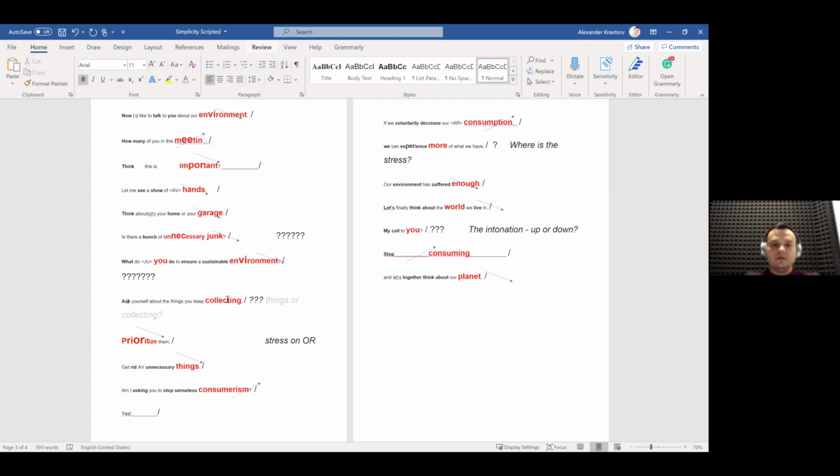Ask yourself about the things you keep collecting. Things you keep, things you keep. Do something physical. Things you keep collecting. And then the melody. Things you keep collecting. Do it quietly. Collecting. Things you keep collecting.